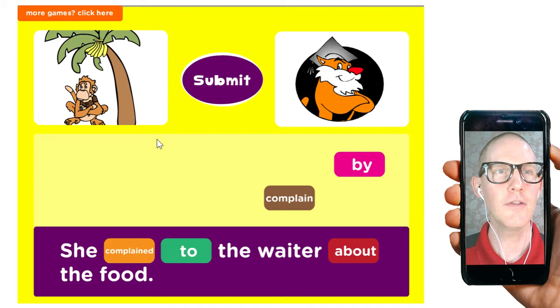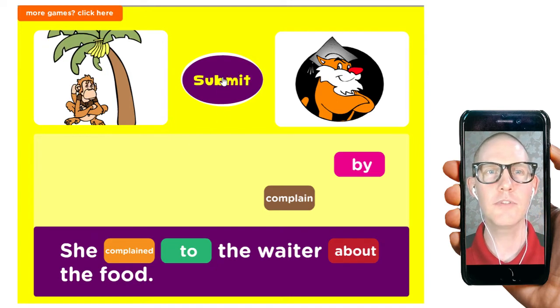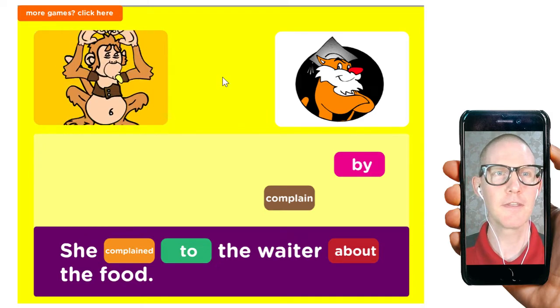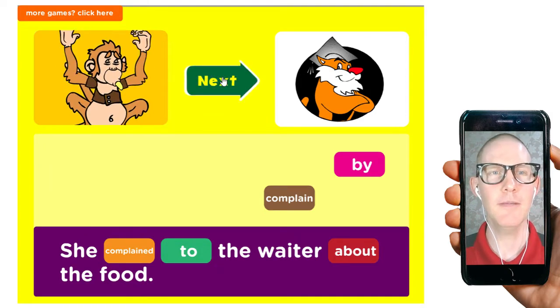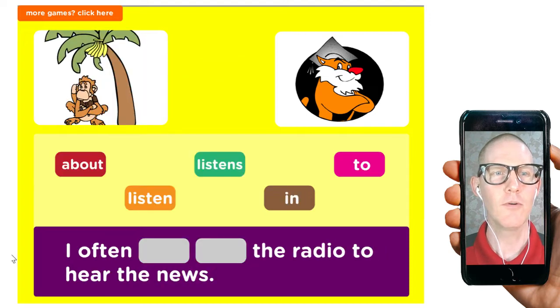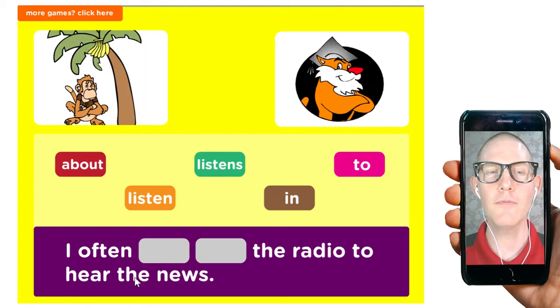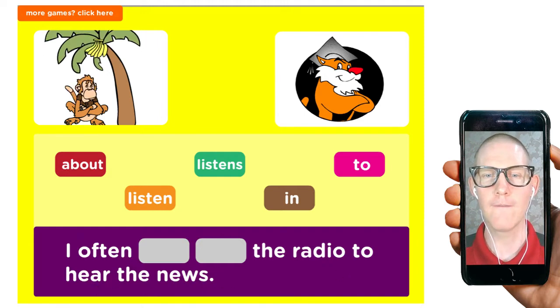Okay, let's do another one. This is prepositions, verbs followed by prepositions. The tricky one. Here we go. Okay, so we were right last time. Hooray! Okay, I often blank the radio to hear the news. What do you think?